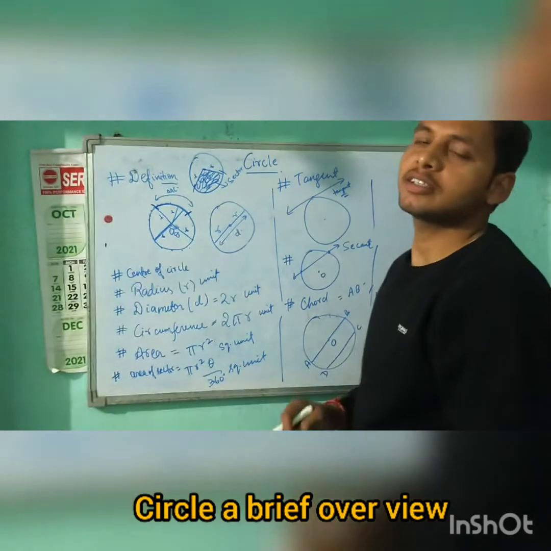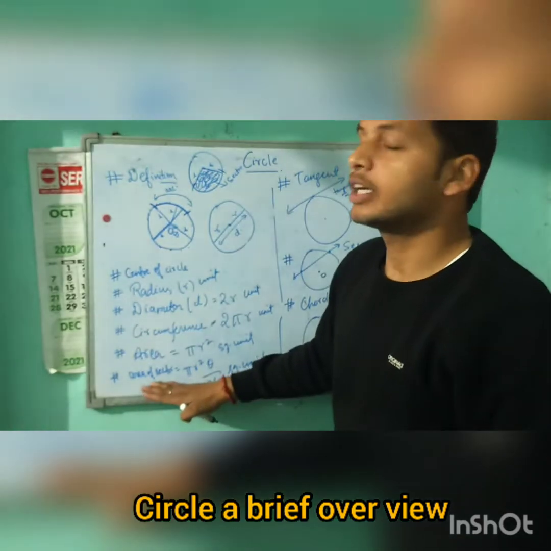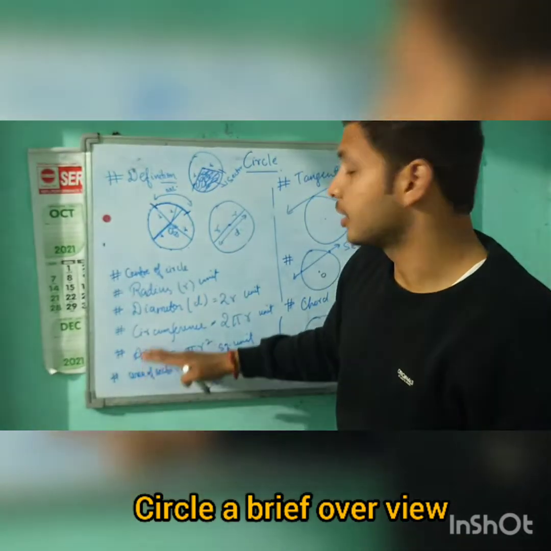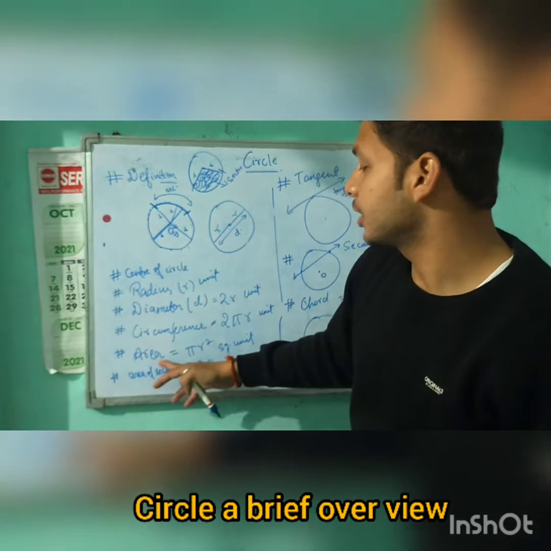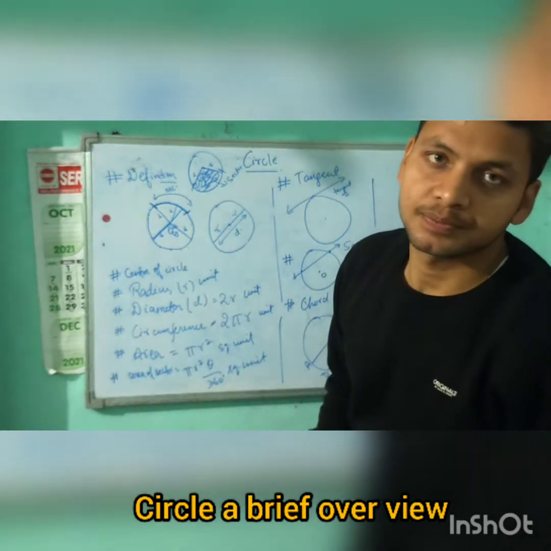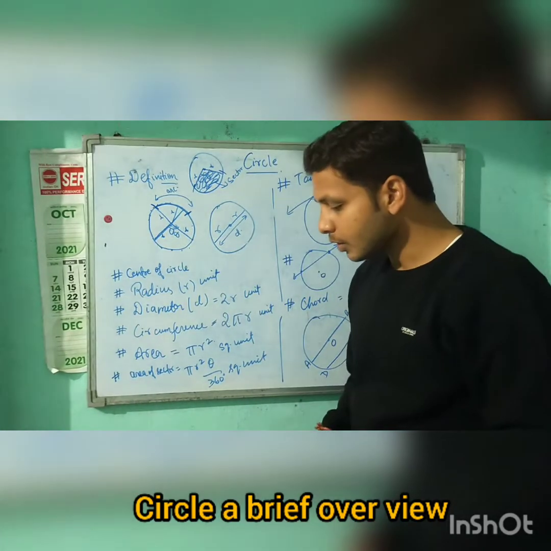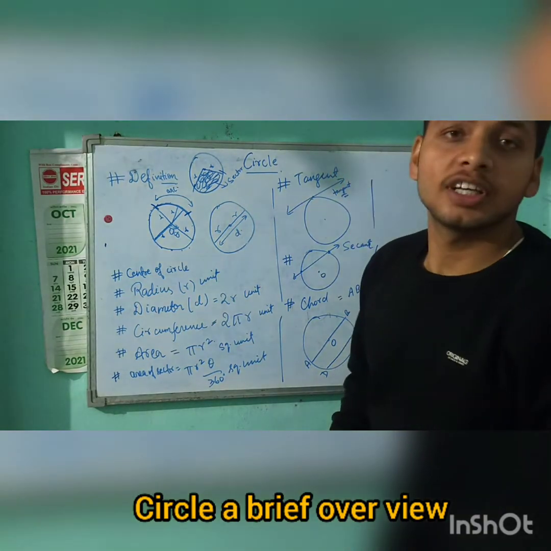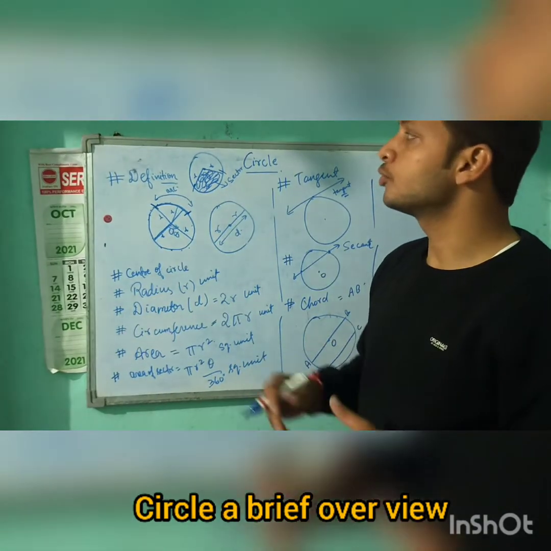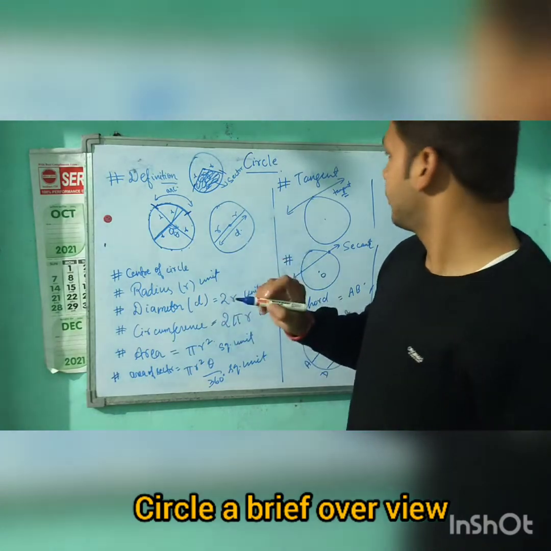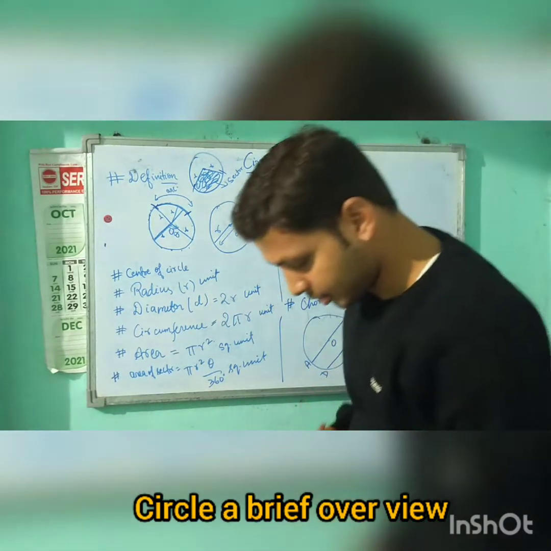Whatever the sector is, minor sector or major sector. If we get the area of the minor sector, we subtract that from the area of the circle, and we get the major sector. Got it? So these are the important things. Acha, one more theorems are also there.